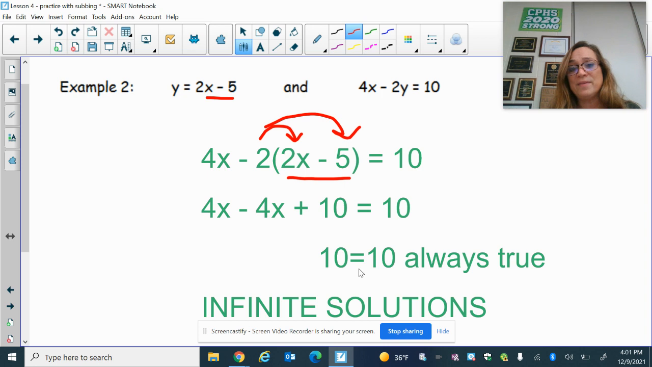So when you have something that's always true, that means that you're going to have infinite solutions. That means any value of x and y will work. This is always true. Remember, that's called an identity equation.